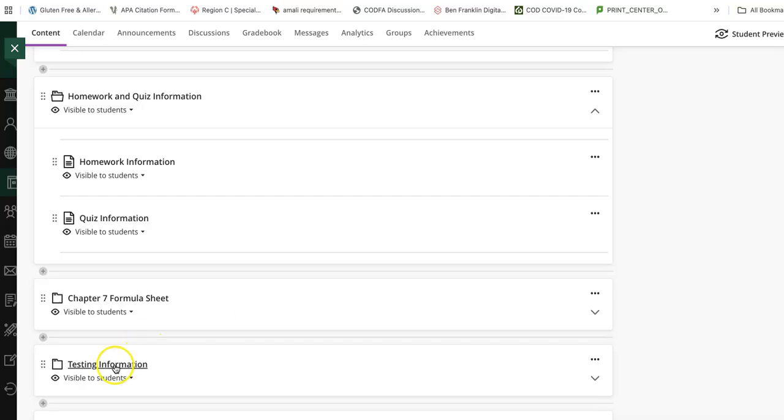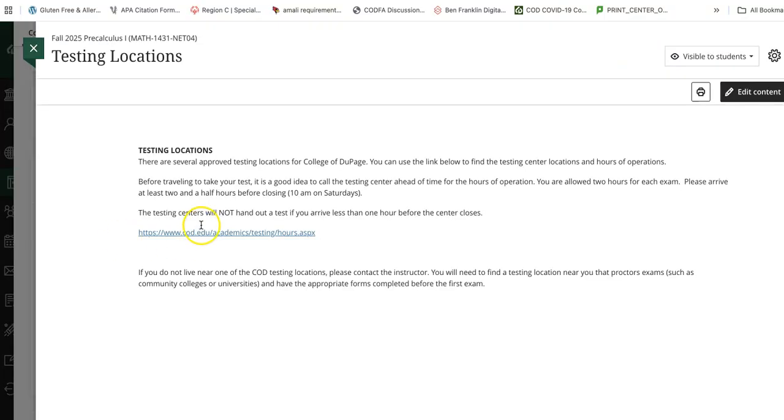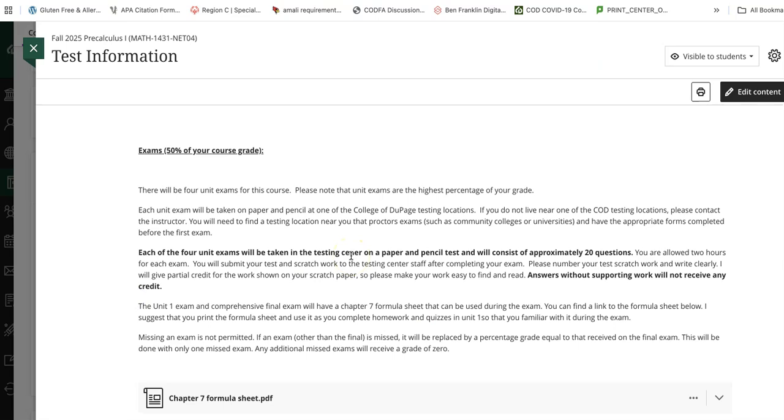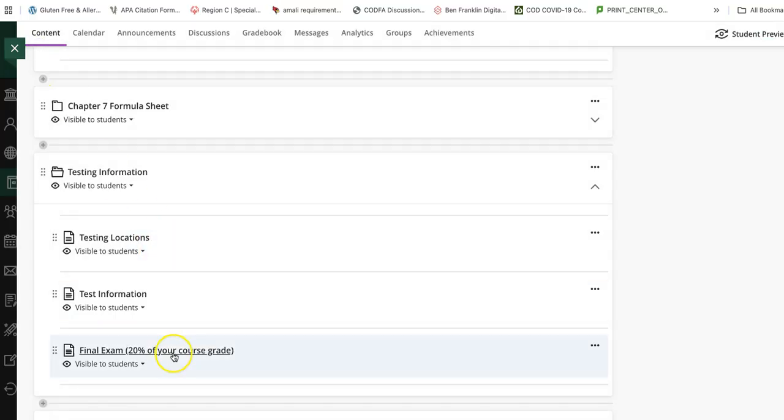Looking at the testing information, our tests are taken in the College of DuPage testing centers. You can click on the testing locations, and I have a link for you to go right to where the testing information is available to see their hours of operation and the different locations. Okay. Test information, again, a repeat, is that the tests are the biggest percentage of your grade at 50%. And that you are going to take them on paper and pencil. And then I give another link to that formula sheet just so it's easy to find. Okay. The final exam is cumulative and 20% of your course grade.